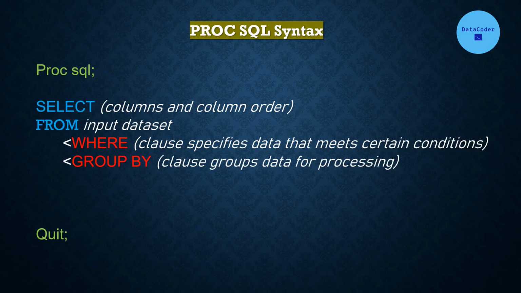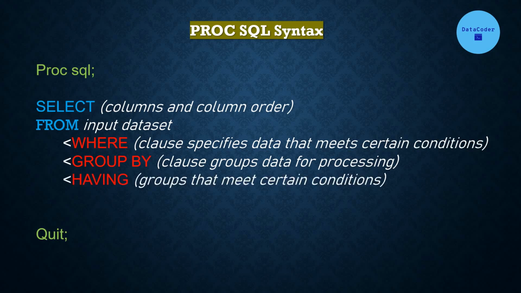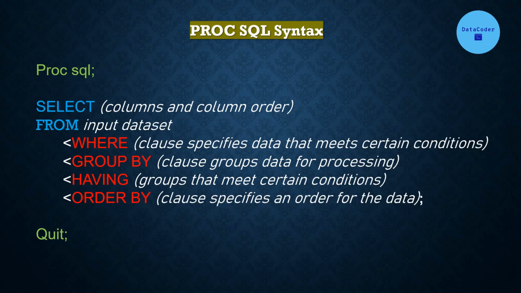Next is group by, and the group by clause groups data for processing. Next is the having clause, which will filter the groups that meet certain conditions. Next is the order by clause, which specifies an order for the data. So here we can sort the data in either ascending or descending order according to our requirement.